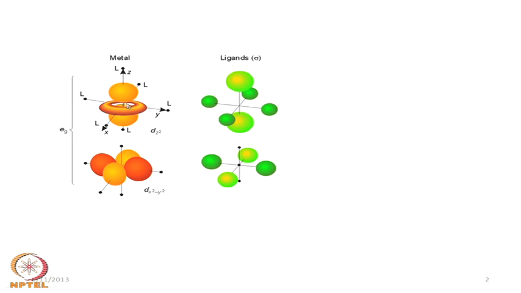So, these two orbitals, the dz square and dx square minus y square orbitals, have lobes along the z axis and a symmetric circular lobe along the x and y axes. So, we have the electron distribution available along the z axis. We have the corresponding ligand symmetry orbital, which will face only these two as well as these four.